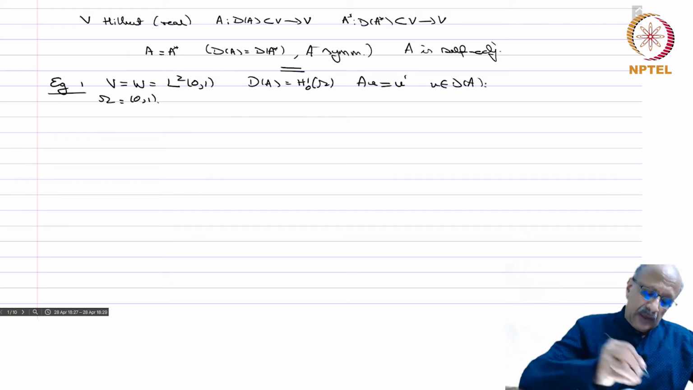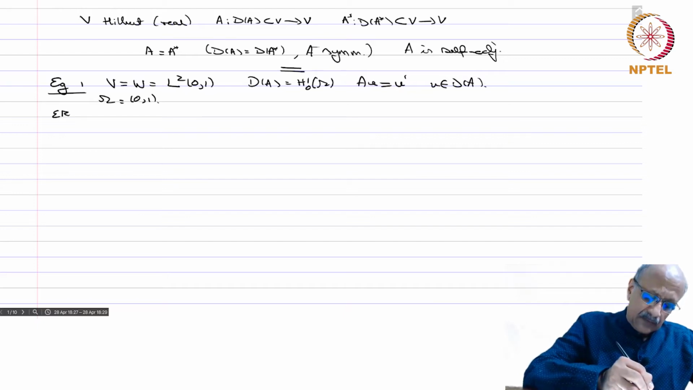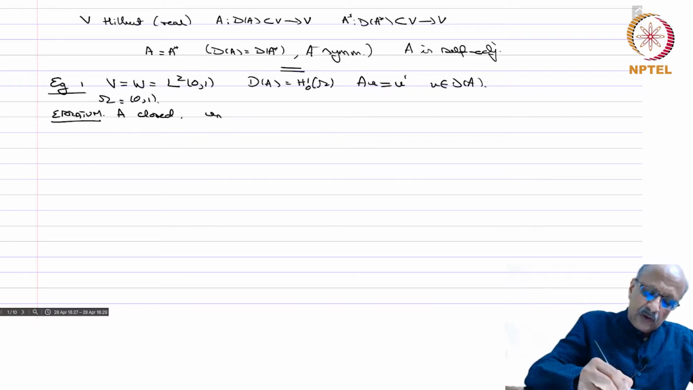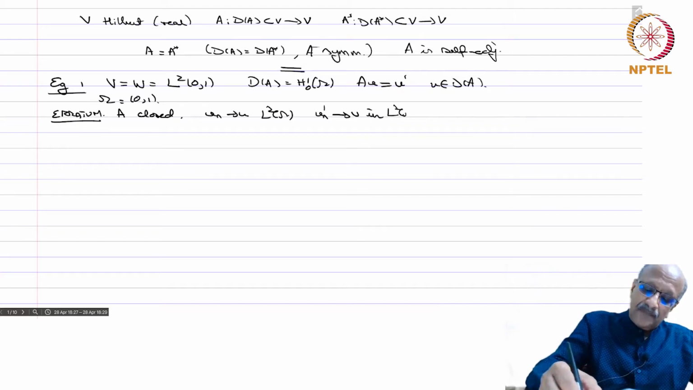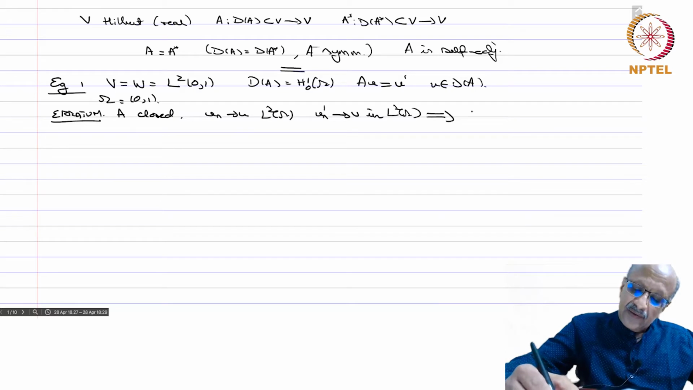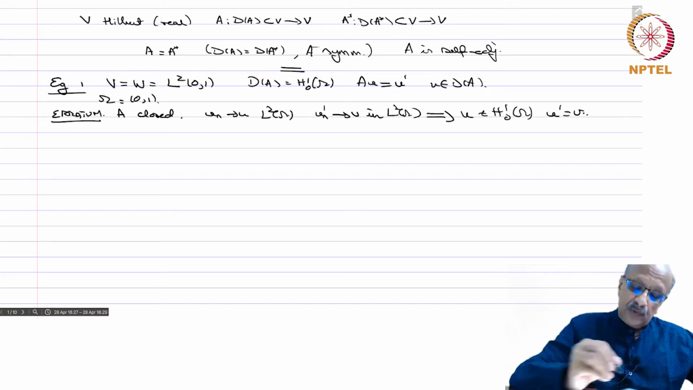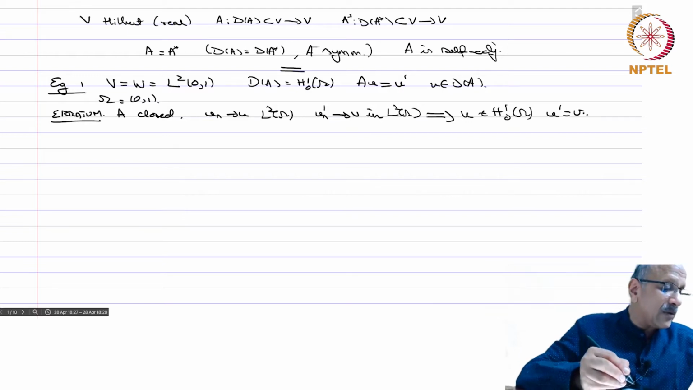Okay, so there was one erratum in the previous lecture. We have that A is closed. So I said if u_n goes to u in L2 of omega and u_n dash goes to v in L2 of omega, then this implies, we have seen this before, u belongs to H1_0 of omega. Last time I mistakenly wrote it as L2 of omega, so please correct it, and you have u dash equal to v. So this is how we proved that A is closed. Okay, so we now go back to this example.